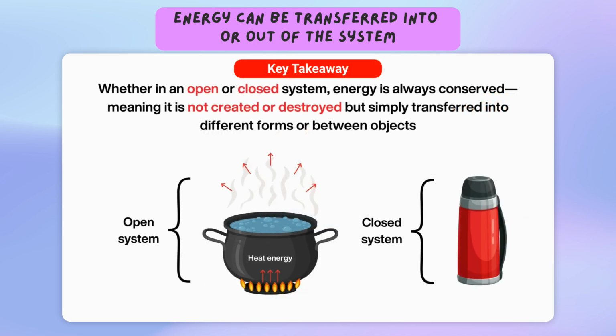Whether in an open or closed system, energy is always conserved, meaning it is not created or destroyed, but simply transferred into different forms or between objects. This is an important concept in physics that we will also explore further in an upcoming lesson.